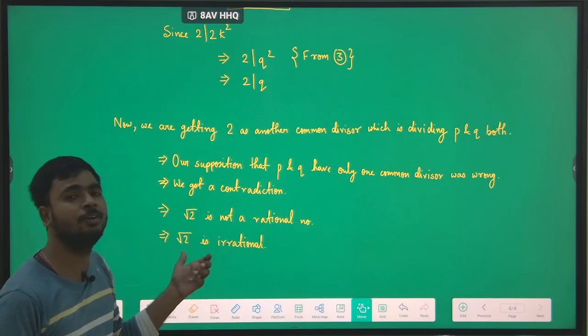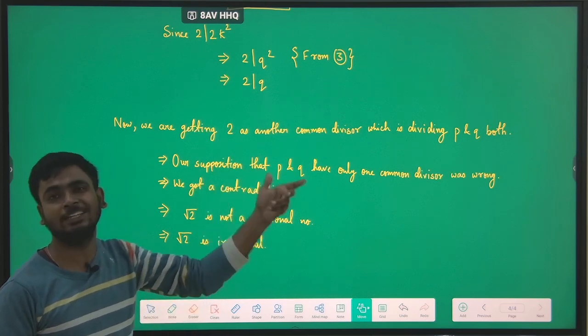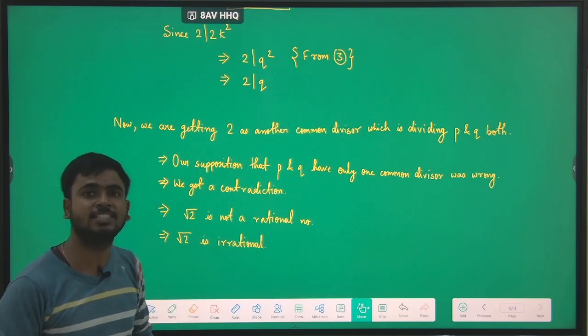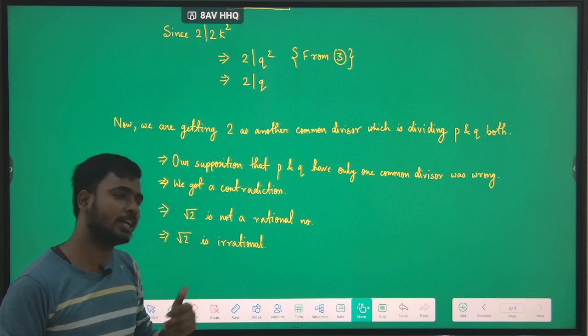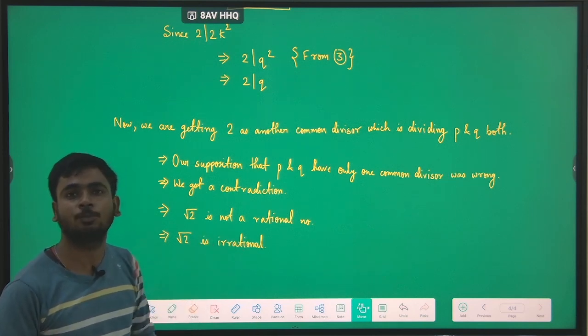Through this method, we will prove some more examples, that is root 3 is an irrational number, root 5 is an irrational number, root 6 is an irrational number. Okay, you try this at your home and let me know where you are getting problem.